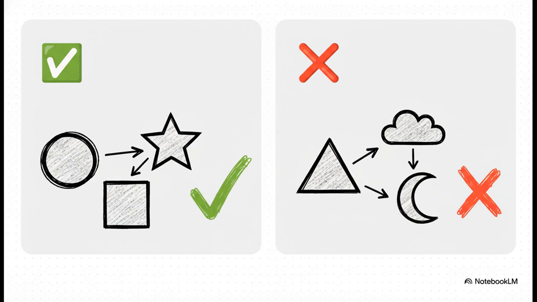But look at the right. This is the big no-no. A one-to-many relationship, where one input could spit out 2 or more different answers. That breaks our golden rule.